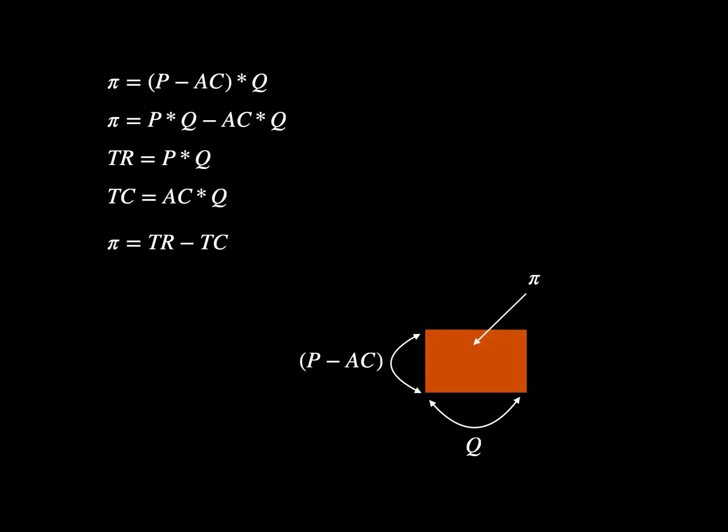This is a refresher on why the area of the orange rectangle represents profit. The area of the rectangle is height times base. The height is price minus average cost, and the base is Q. The product of these two terms gives us profit.